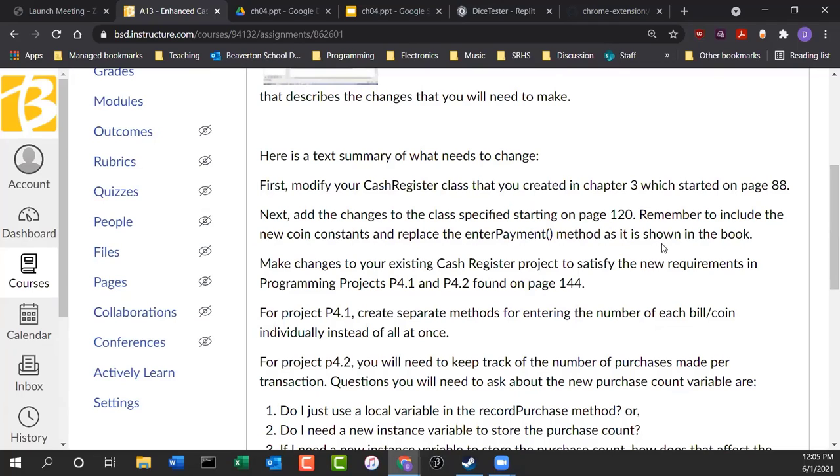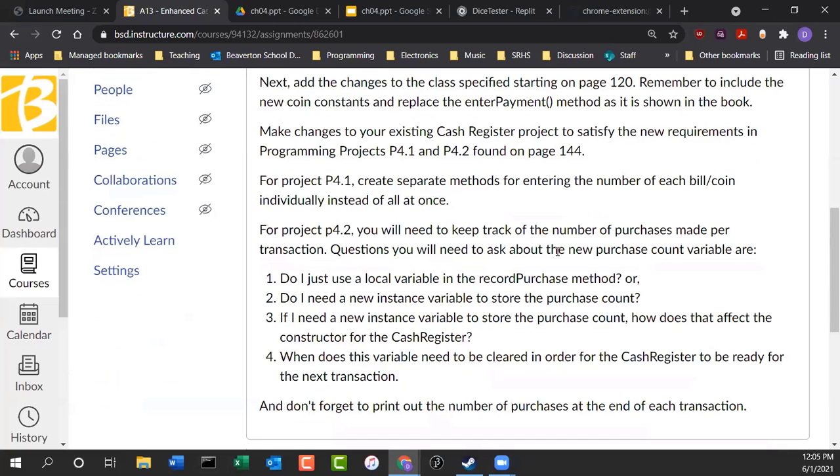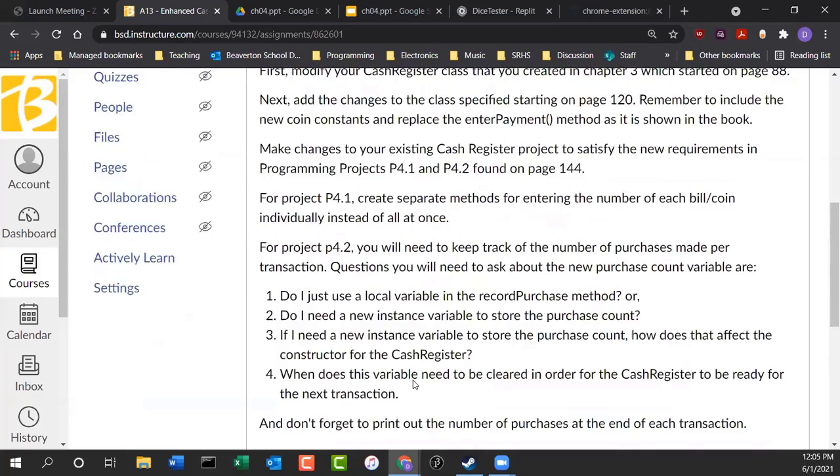So this is a very detailed description. It must be really complicated and very confusing. So make changes to your existing cash register project to satisfy the new requirements in programming projects 4.1 and 4.2 on page 144. For project P4.1, create separate methods for entering the number of each bill and coin individually instead of all at once. And then for project 4.2, you'll need to keep track of the number of purchases made per transaction. And so there's other things you have to do. So it gets really super complicated.